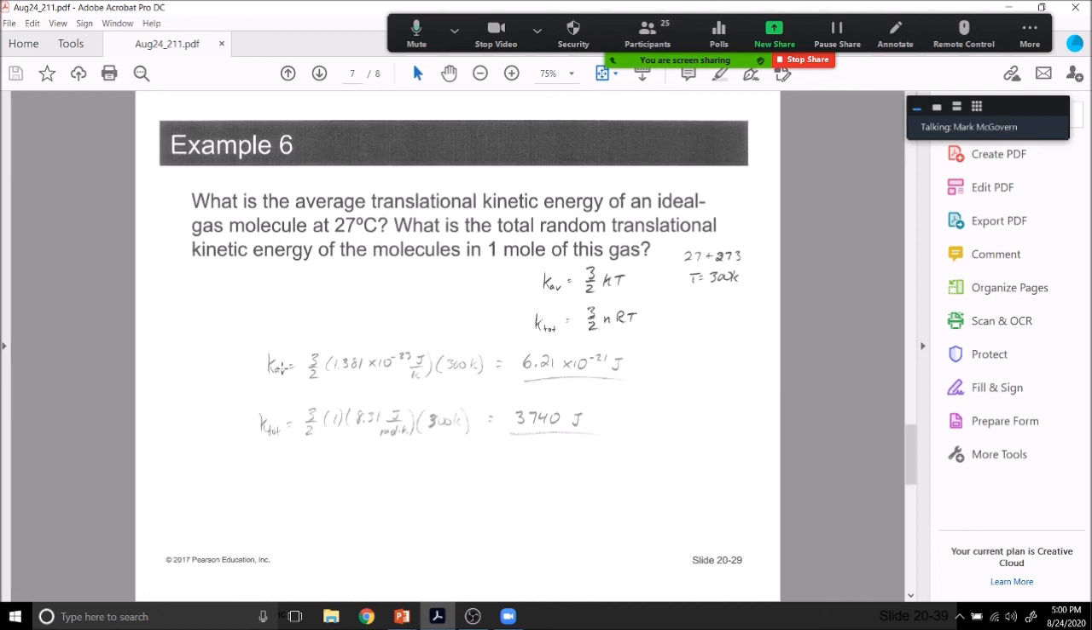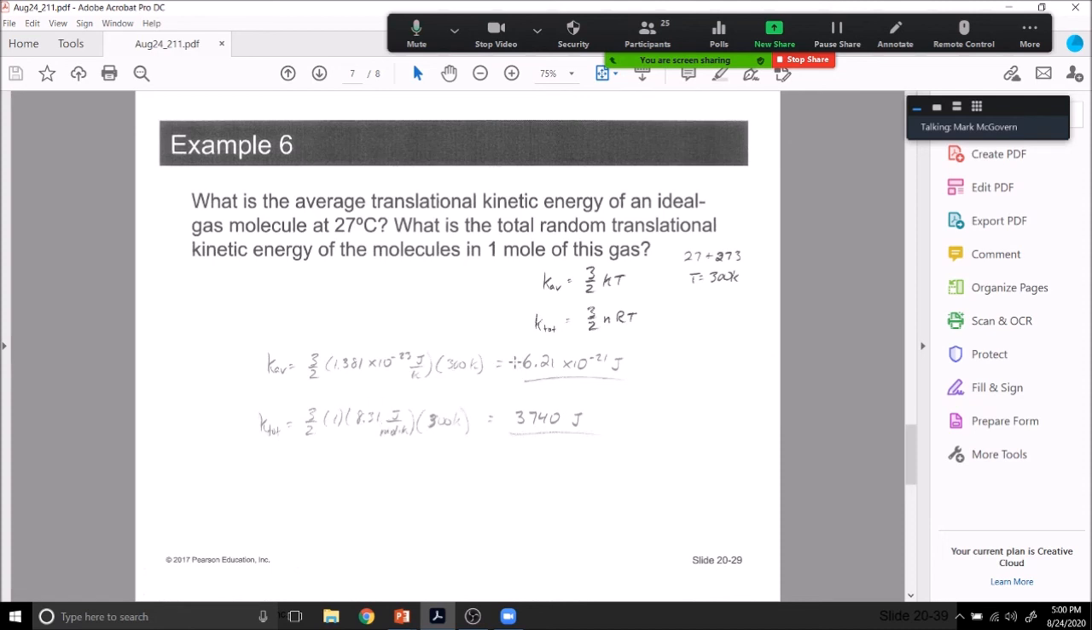An individual molecule, whatever this molecule is, we don't need to know what this molecule is because there's nothing about these equations that asks us to identify the molecule. 27C is a convenient number because that's 300 Kelvin multiplied by the Boltzmann constant multiplied by the 3/2. We get 6.21 times 10 to the minus 21 joules. That's adorable. A little tiny bit of kinetic energy.